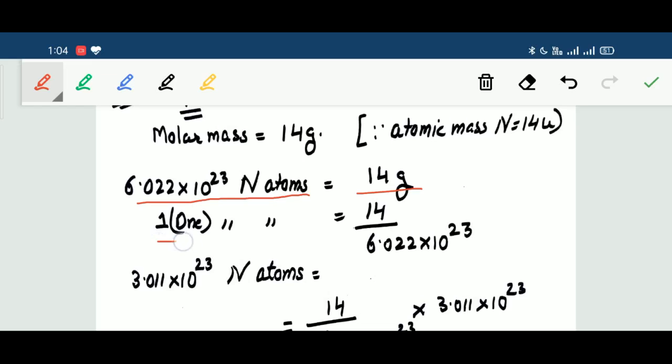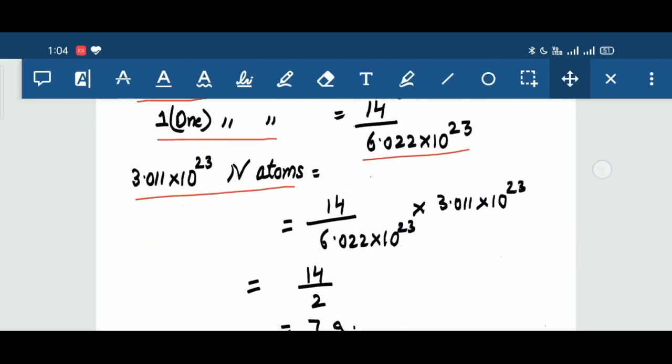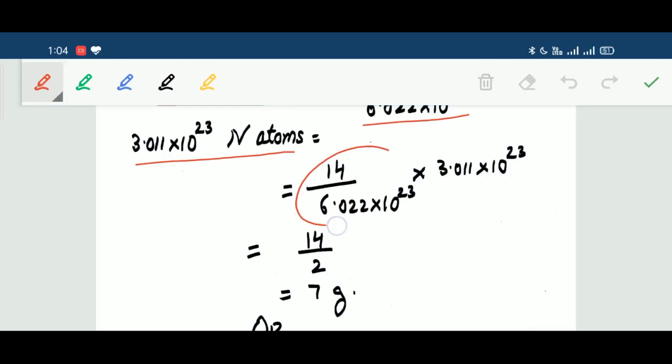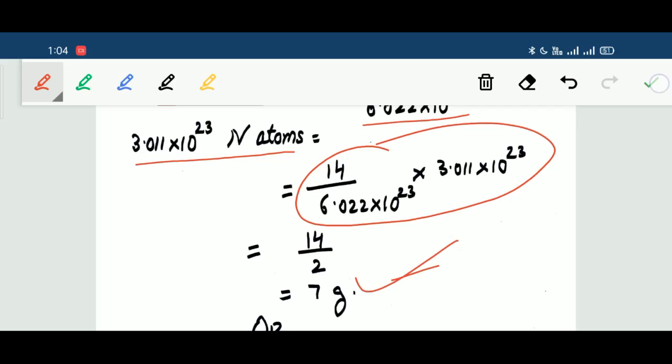So for one nitrogen atom it will be equal to 14 upon 6.022 into 10 raised to 23. Hence for 3.011 into 10 raised to 23, this comes out to be equal to 14 into 3.011 into 10 raised to 23 divided by 6.022 into 10 raised to 23. And on solving, answer comes to be 7 grams.